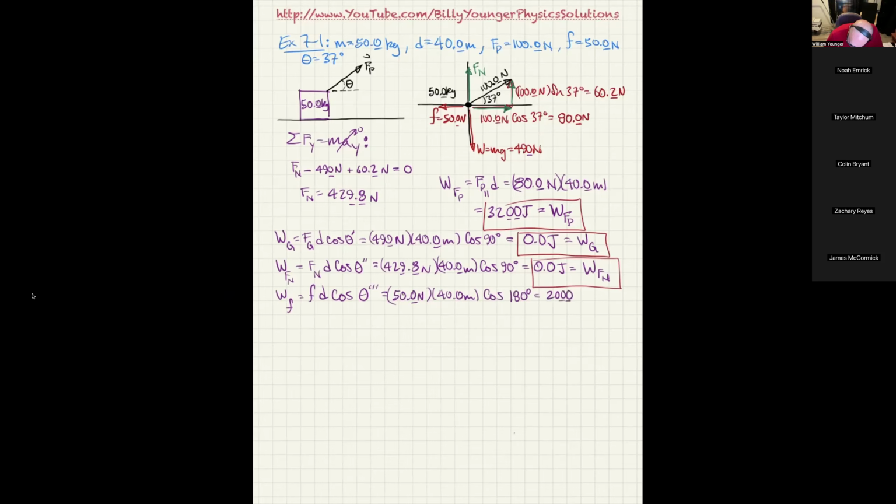But we only have 2 sig figs. So negative 2,000 joules is equal to the work done by friction. So that's the work done by each of the forces. Any questions on that? All right, so that is all part A.